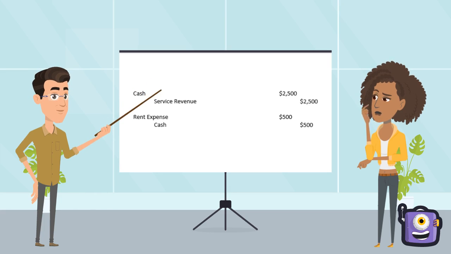So in the second journal entry here we paid our rent for the month of $500. In this case we would need to debit rent expense because your expenses are increasing and expenses have a normal debit balance. You would also need to credit cash because it is decreasing and you reduce asset accounts with a credit.